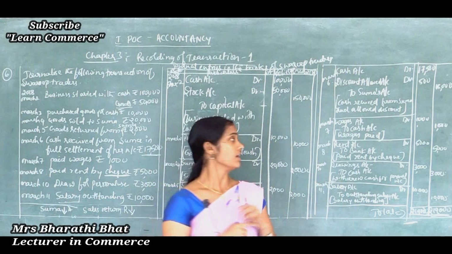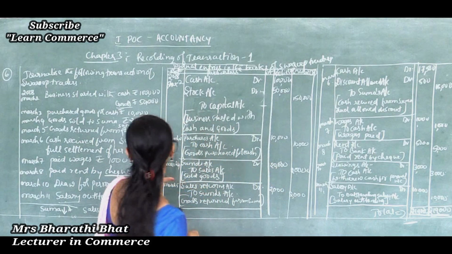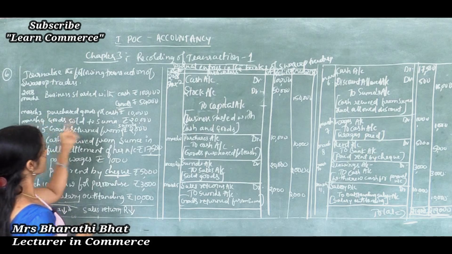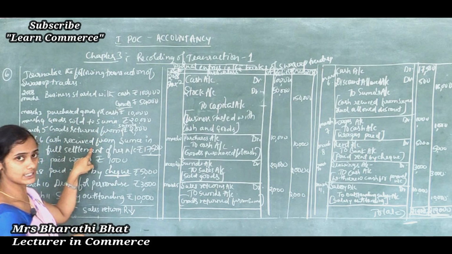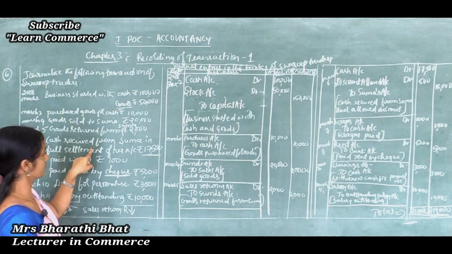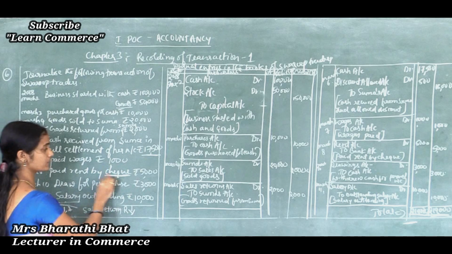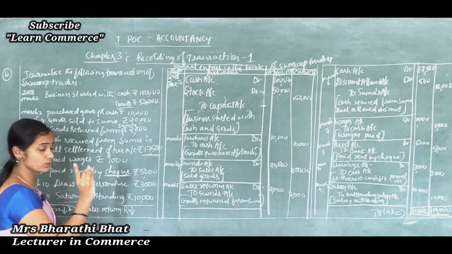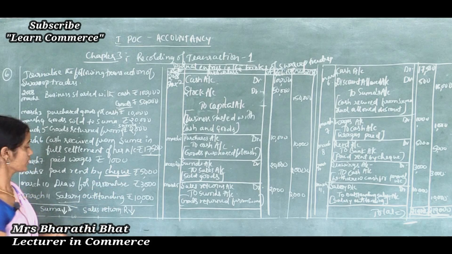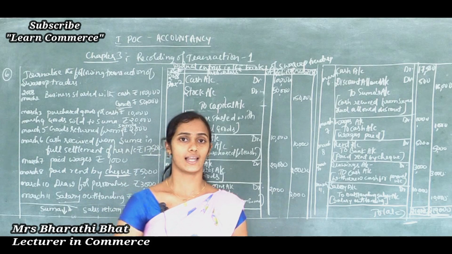So here only a few transactions are new. One is goods return, that is sales return, and here full settlement, that is cash discount allowed. And here, when a check comes, we should consider that this transaction affects the bank account. Personal use is drawings. Outstanding salary is considered as liabilities.